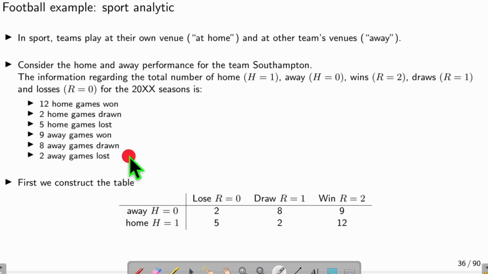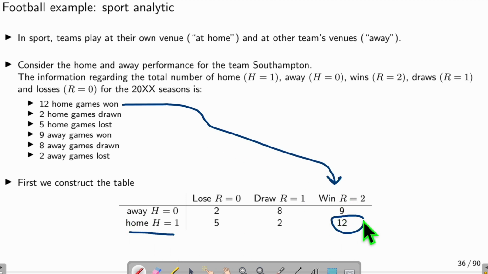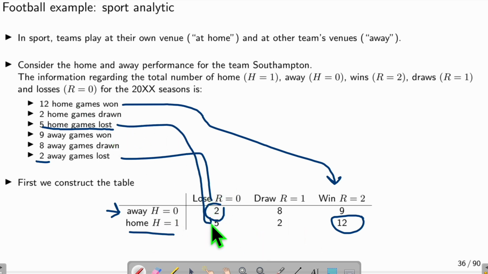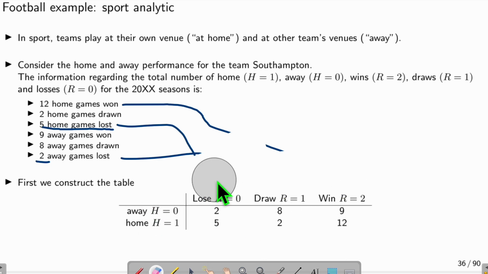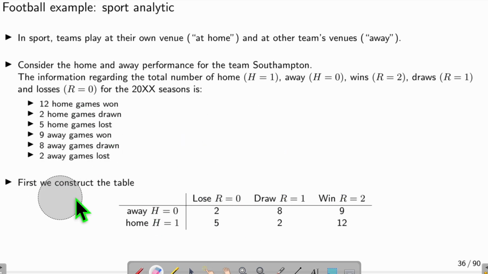Suppose we have the following information, okay? 12 home win, 2 home draw, 5 home lose, 9 away win, 8 away draw, and 2 away loss. Then we can have this table. 12 home win, so win is here, home is here, so this is 12, okay? 2 away loss is here, so it will be this 2. 5 home loss, so home is the second row, loss is the first column, so it will be this 5, okay? So in other words, you can use a table to write down all these numbers.